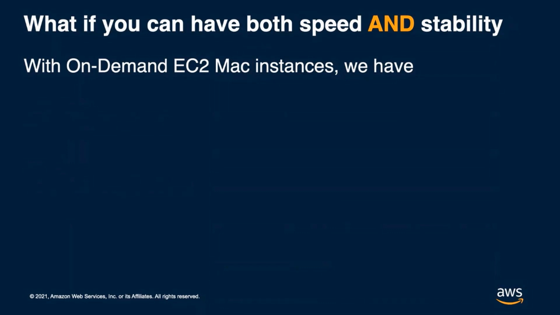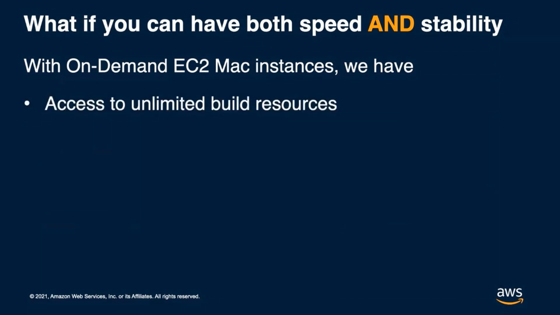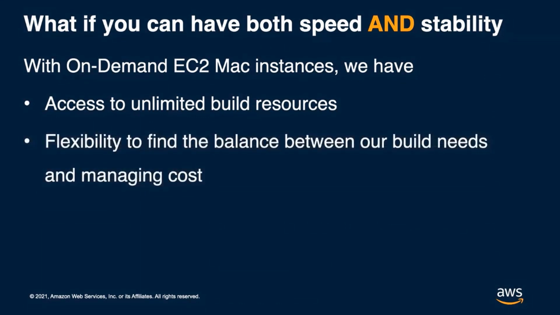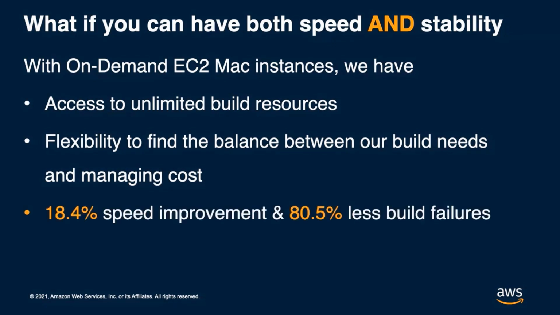So with on-demand EC2 Mac instances, we have access to unlimited build resources. This gives us the flexibility to scale up our build cluster to fit our build needs while managing costs. And overall, after switching to building with EC2 Mac, we see an 18.4% speed improvement and 80.5% fewer build failures on CI pipelines that used to run on our on-premise machines. Oh, and we also see happier on-call engineers.